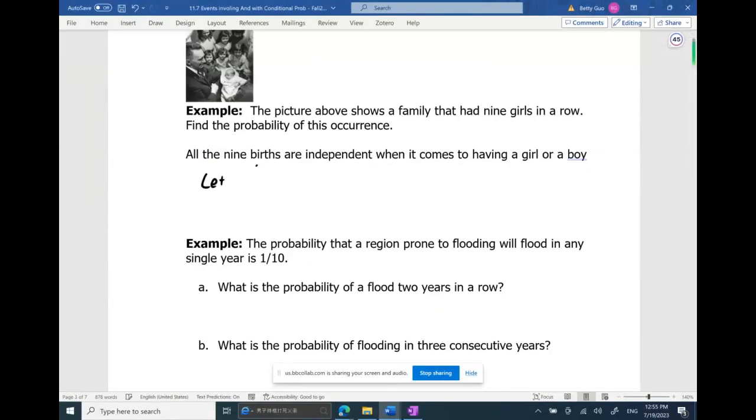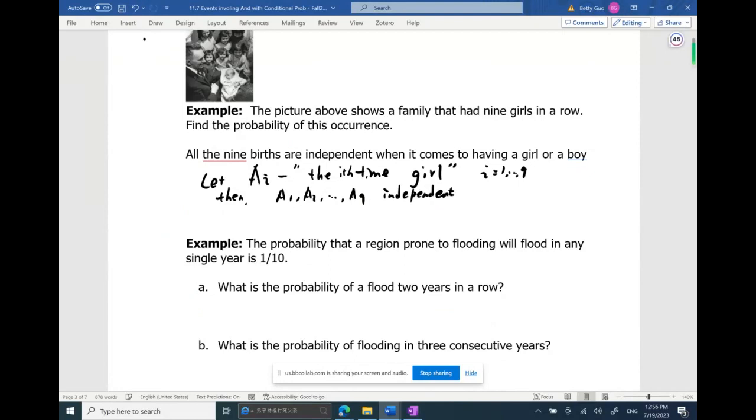Let A sub i be the event that the ith time we get a girl, for i equals 1 all the way to 9. Then A1, A2, all the way to A9 are all independent.